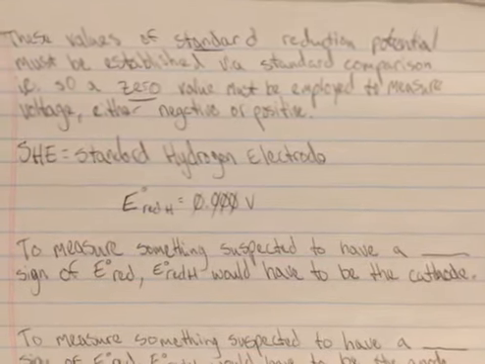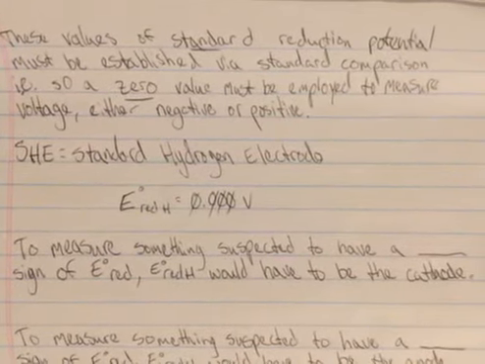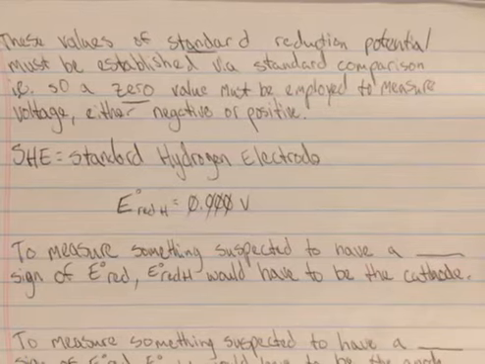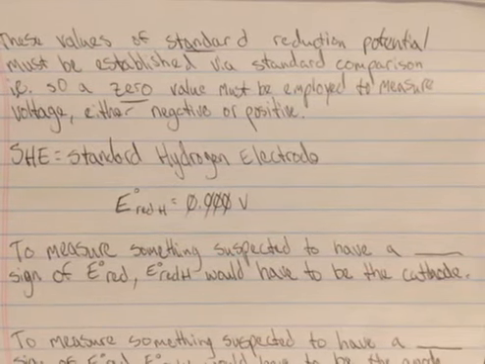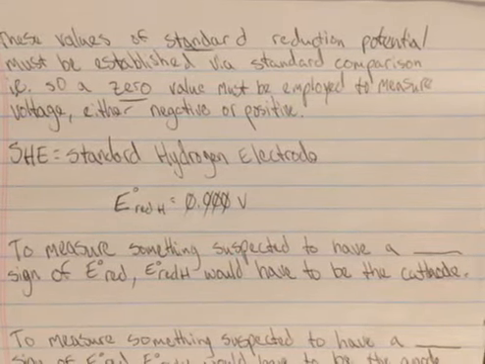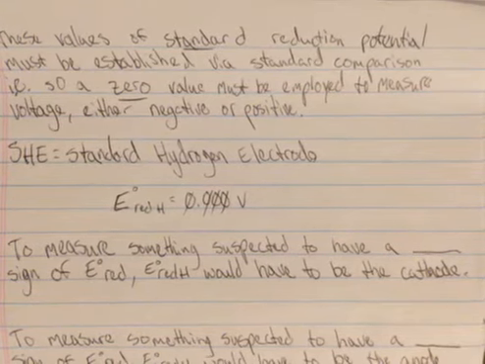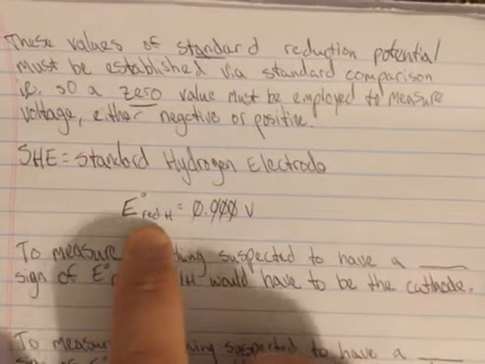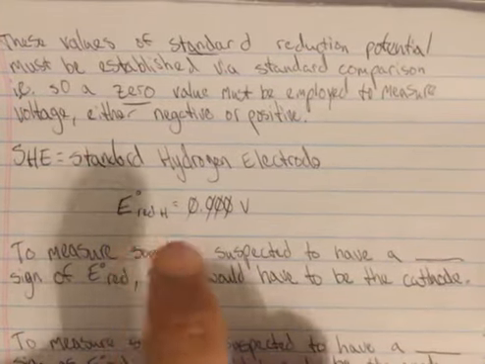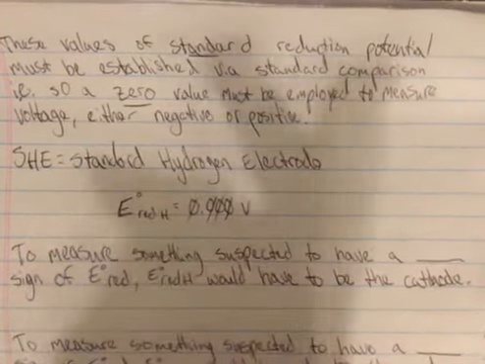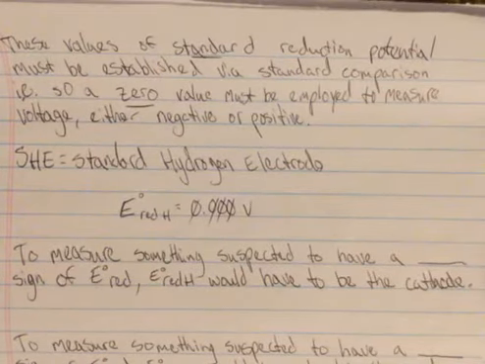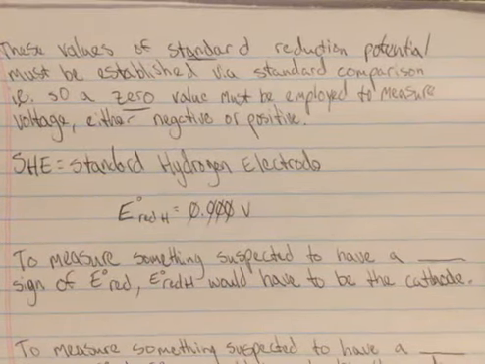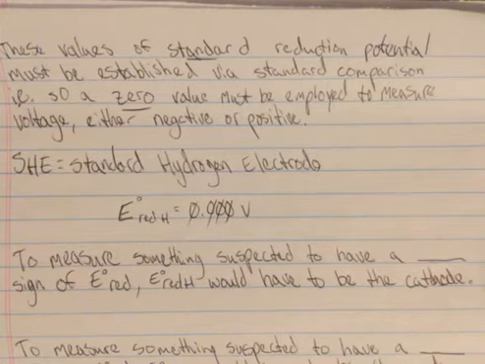Now, in establishing these positive and negative standard reduction potentials, you need a 0 point, like I said before. So, a 0 point must be established through a standard comparison. So, it's through a standard hydrogen electrode again. This should be E standard SHE. Okay, so that's the shorthand for it. So that's a way of measuring voltage.